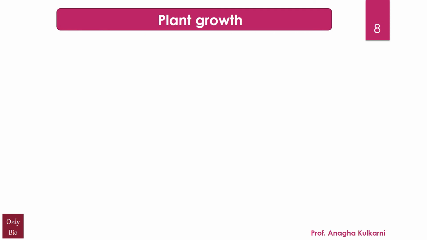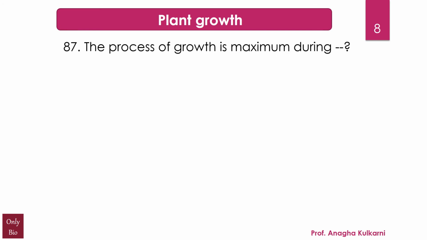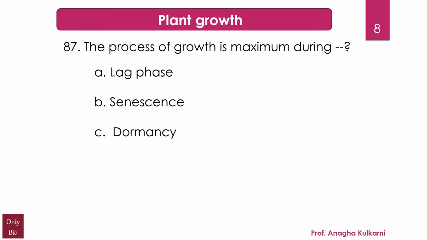The next question relates with the chapter plant growth, and the question is, the process of growth is maximum during dash. A. Lag phase. B. Senescence. C. Dormancy. D. Log phase. And the correct answer is log phase.